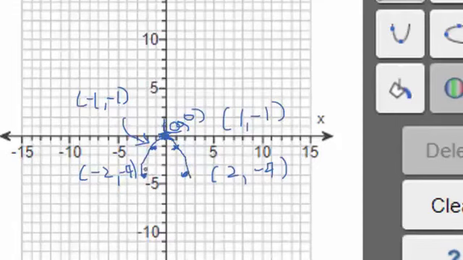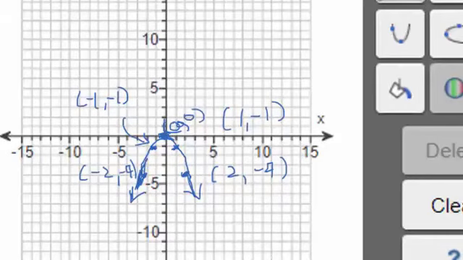Now, one thing that you should know is that any function that's a polynomial is going to be a nice smooth curve. There aren't going to be any sharp points. So this is going to be more shaped like a U, an upside down U, rather than, say, an upside down V. It won't have a sharp point in it.